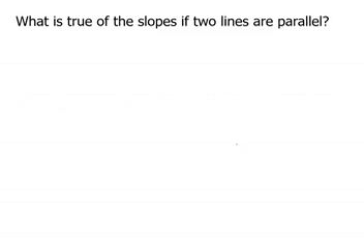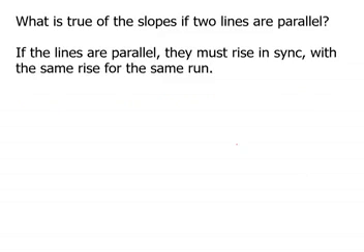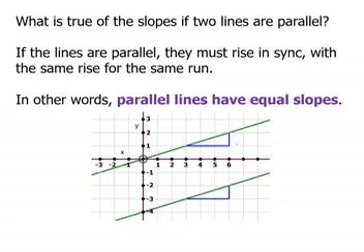What is true if 2 lines are parallel? What's true about the slope of parallel lines? If the lines are parallel, they must rise and sink, same rise for the same run. In other words, parallel lines have to have equal slope. So that's the very intuitive idea. Everyone kind of gets that parallel lines have equal slope. That's the one that has a lot of appeal to it.